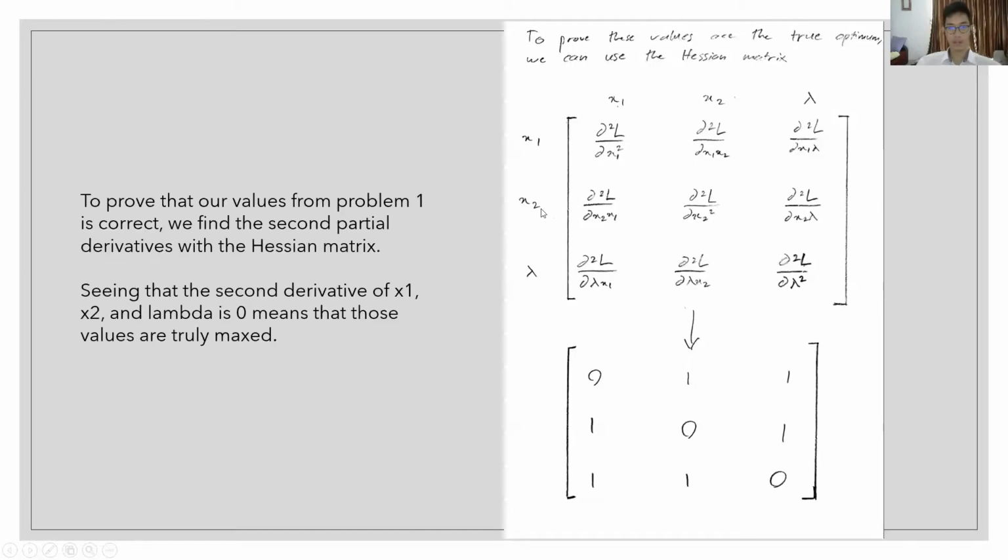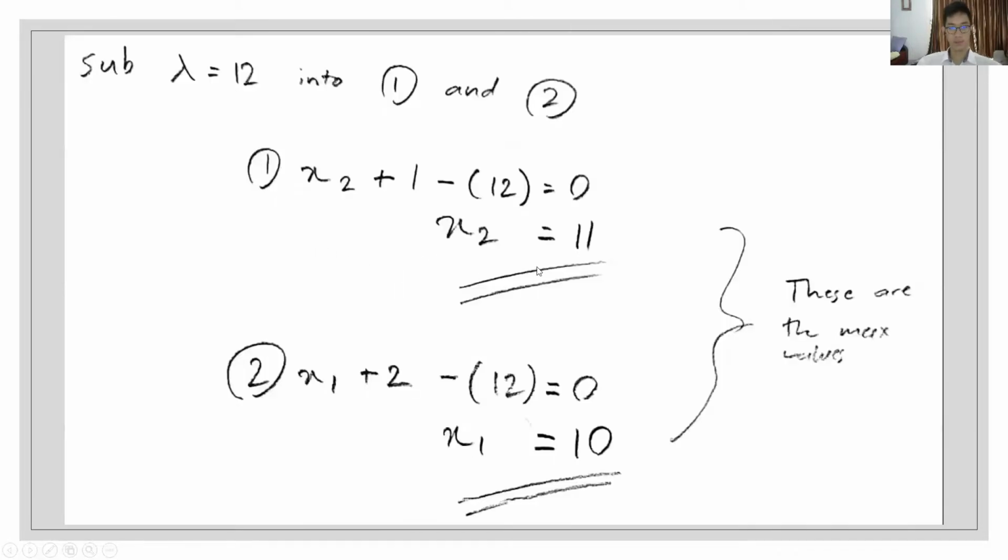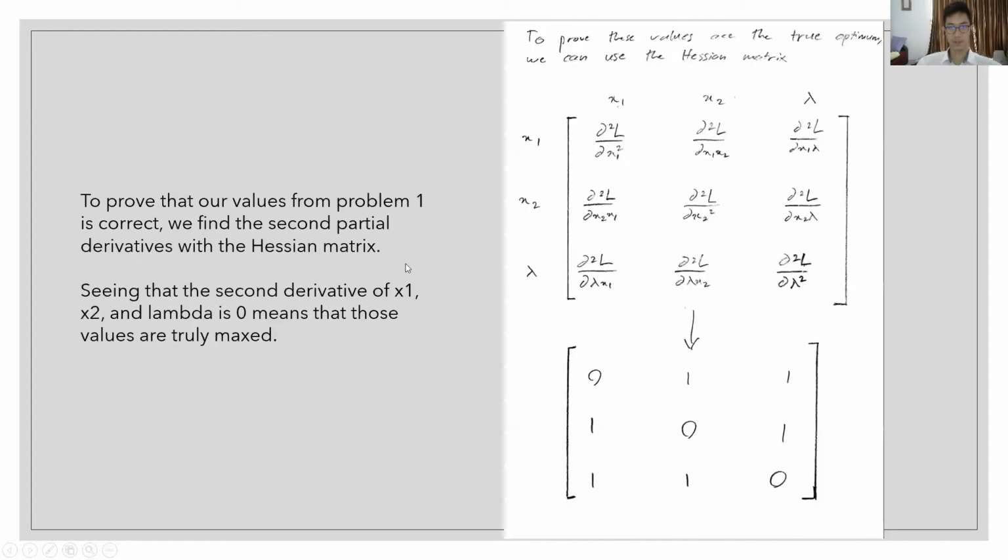Quite simple. Okay, now problem 2, which is how do we prove that our values x1 and x2 are truly the max. To find that, we can use the Hessian matrix, which basically is finding all of the possible second partial derivatives from the Lagrange function that we got. So we put all of that inside this matrix that you can see here.